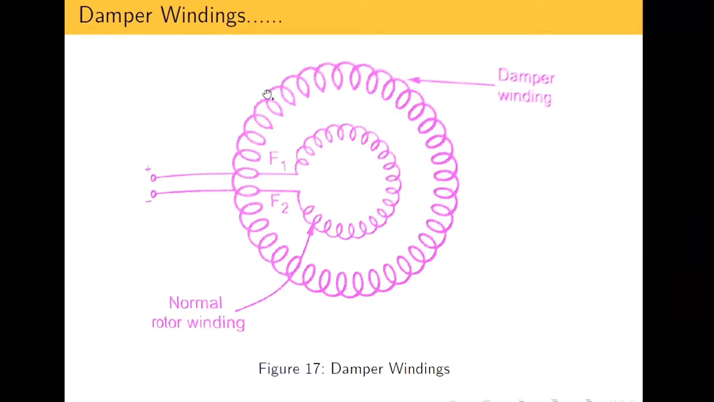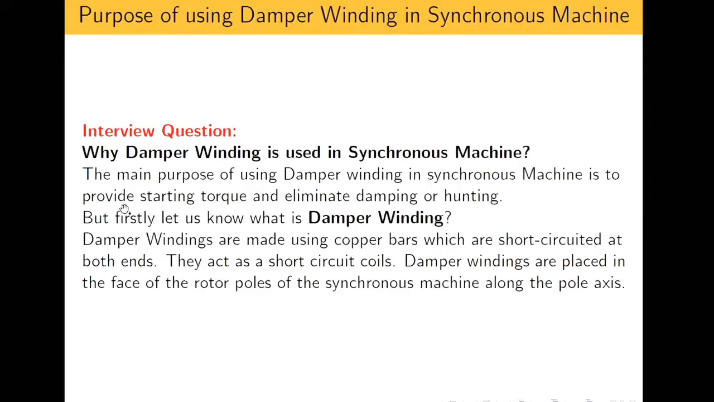Damper windings are completely short-circuited windings at both ends. They are completely short-circuited windings at both ends. You can see this, positive and negative DC supply is given to the rotor winding. So that is one important thing.